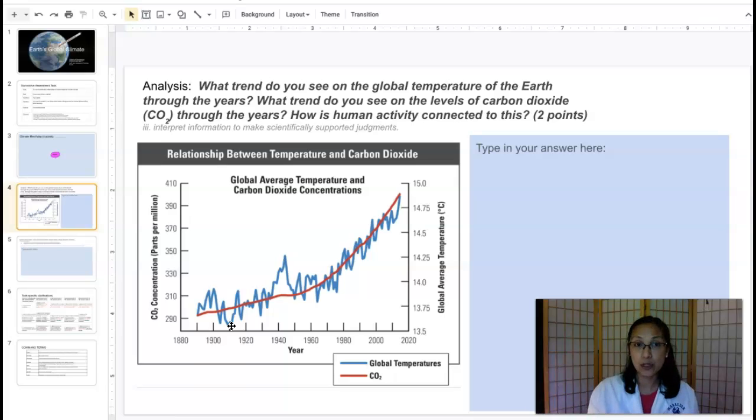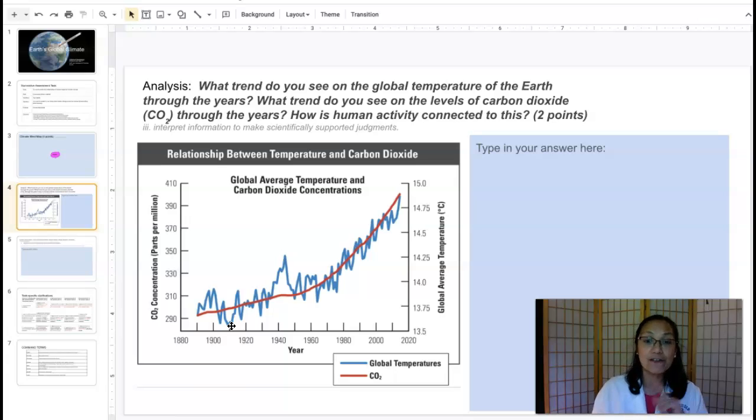We like it as humans. It keeps our earth warm. But now there are more greenhouse gases, and that is causing the global temperature to rise. So how is human activity connected to that? So those are the 3 questions.